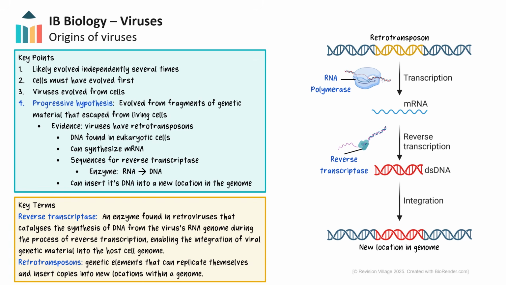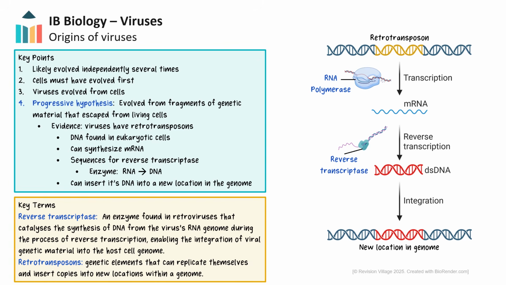The first is the progressive hypothesis, which suggests that viruses evolved from fragments of genetic material that escaped from living cells and became independent, also known as the escaped genes theory. This is evidenced by viruses having retrotransposons. Retrotransposons are DNA sequences found in eukaryotic cells. These sequences will synthesize a complementary messenger RNA from its sequence.